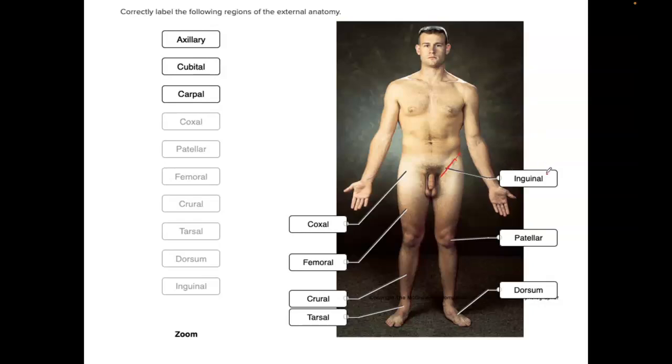Inguinal is the groin, the kneecap is patella, coxal is part of the, not coccyx, but it's another name for the pelvic bone. Femoral is your thigh, crural is the leg, tarsal bones, you have 7 of them down near the ankle, and the top of the ankle that you can see is called the dorsum. The bottom of it is called the plantar surface.